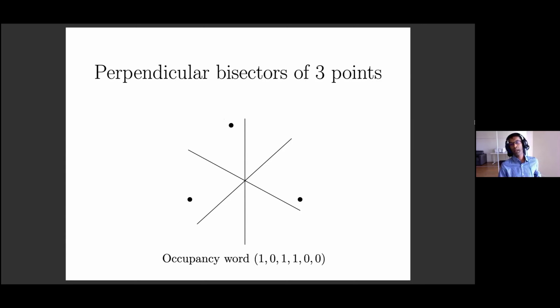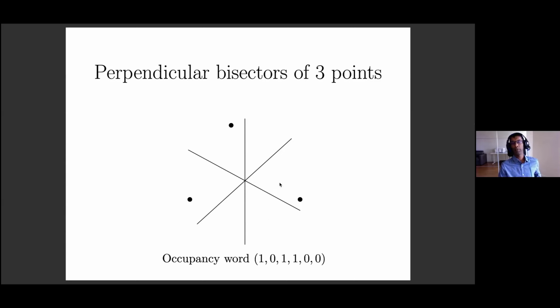Since these 3 lines intersect at a common point, they define 6 regions in the plane, and each of these regions either contains one of the 3 points or does not contain any point. So we will call them the occupied regions or the empty regions. And it's easy to see that you cannot have 2 points in the same region, because whenever you have 2 points, they have to be separated by their perpendicular bisector. And so we want to characterize the configurations of points and lines that we can get in this fashion.